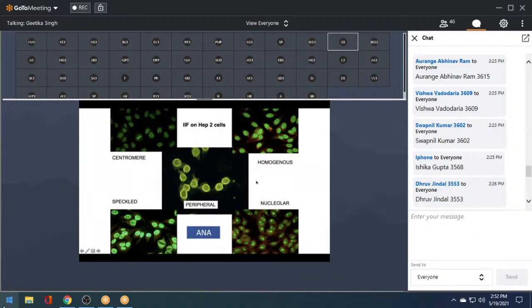So what do we need to know about ANA? ANA, when it is done as an indirect immunofluorescence, we use a HEp-2 cell line, which is an epithelioma cell line, if I'm not wrong. I think it's a squamous cell carcinoma derived cell line. I don't know if Adarsh is around here.